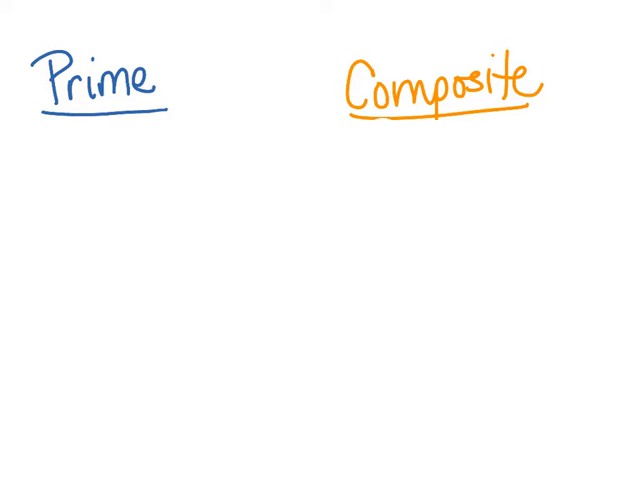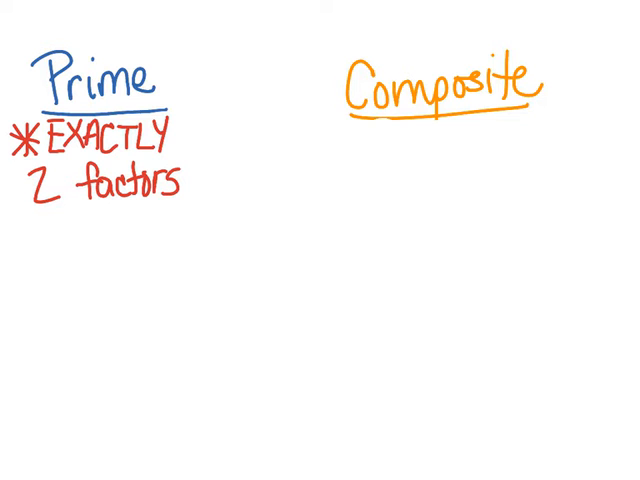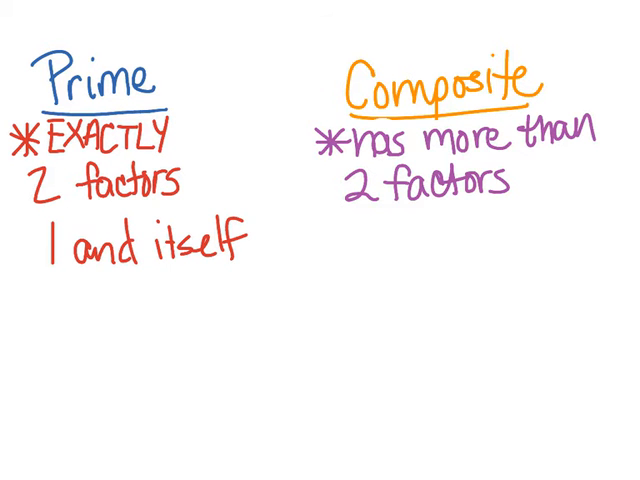Today we're going to talk about prime numbers. Now a prime number is a number that has exactly two factors. Those two factors are always 1 and itself. Now a composite number is a number that has more than two factors. So if there's anything that we can multiply besides 1 and itself, it's composite.